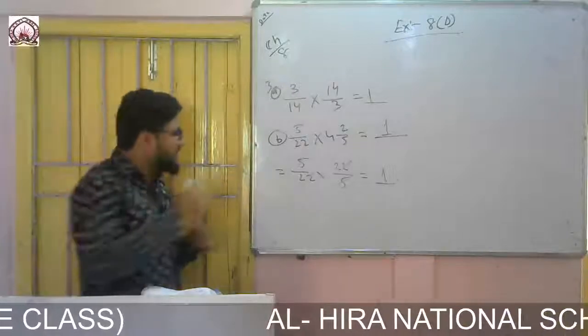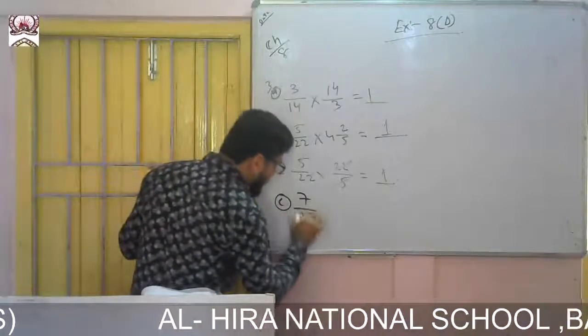Now you see 7 by 25. Number C is given: 7 by 25.